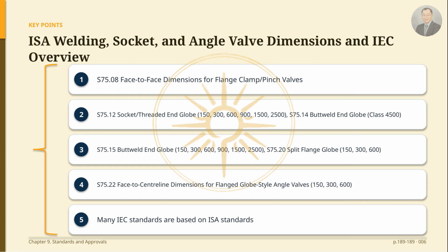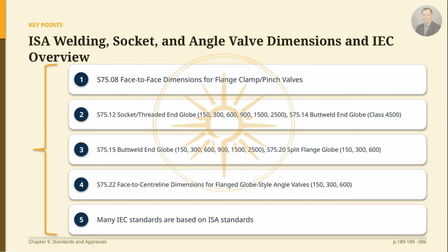S75.14 covers butt-weld-end globe-style valves for class 4500. And S75.15 defines butt-weld-end globe-style valves from class 150 to 2500. S75.20 covers separable flanged globe-style valves for classes 150, 300, and 600, and S75.22 covers the face-to-centerline dimensions for flanged globe-style angle valve bodies of the same classes.